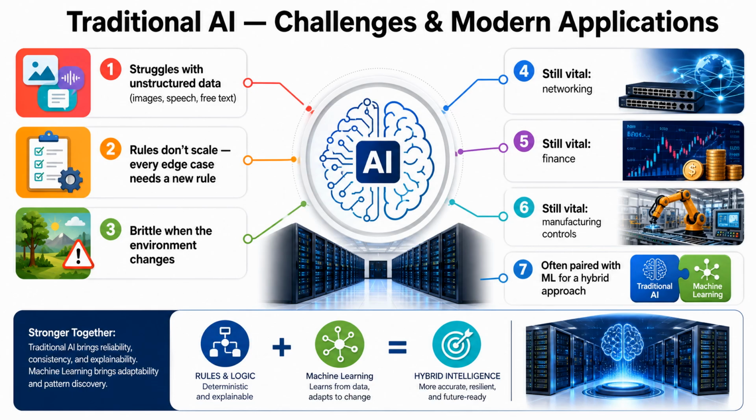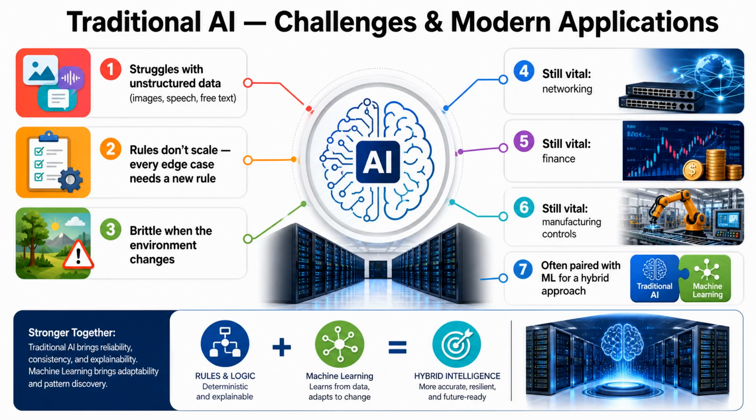But, and this matters, look at the right side. Still vital real-world applications. Do not write traditional AI off. It's doing serious mission-critical work right now. In networking, routing, switching, traffic policies, configuration. In finance, transaction rules, compliance checks, fraud detection. In manufacturing, process automation, PLC logic, safety interlocks, plus aerospace, healthcare, telecom, utilities. Anywhere you need predictable, explainable, bulletproof behavior, those deterministic rules are exactly what you want.